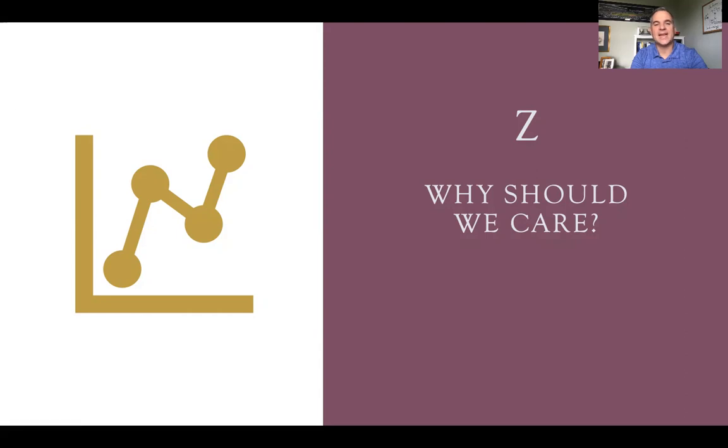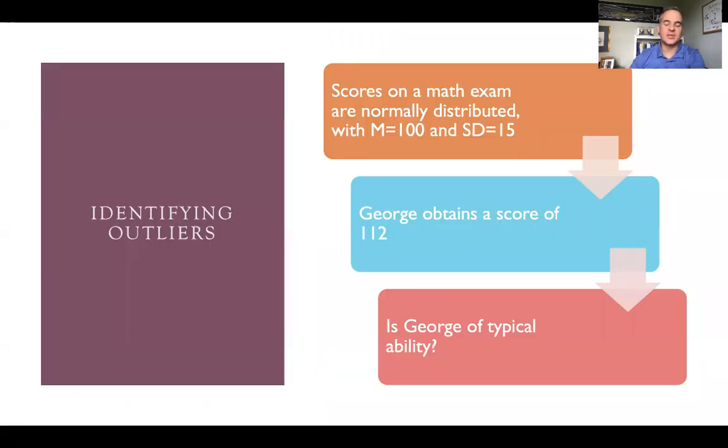So let's look at an example to understand when and why we might use Z. The typical use of Z is to identify outliers, to calculate a Z-score and identify whether or not something is an outlier. So let's look at the case of scores on a math exam. They're normally distributed with a mean of 100 and a standard deviation of 15.